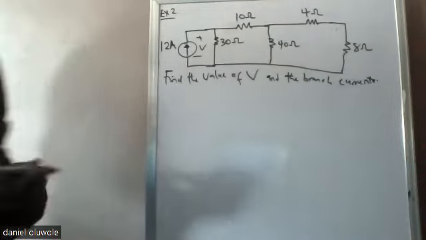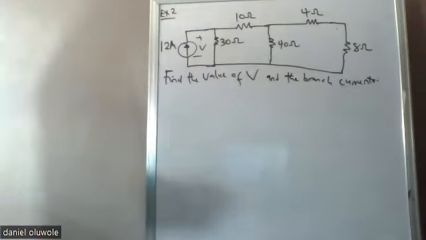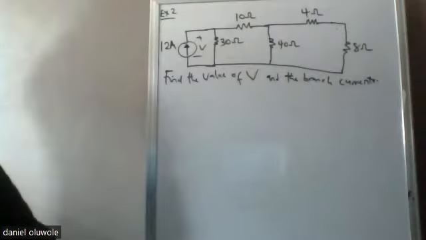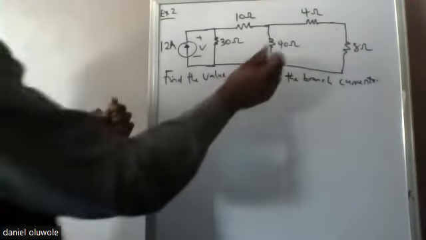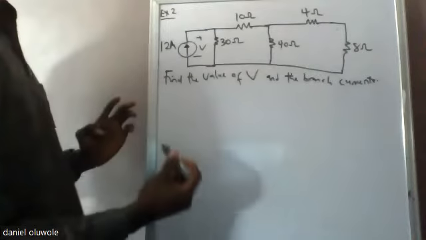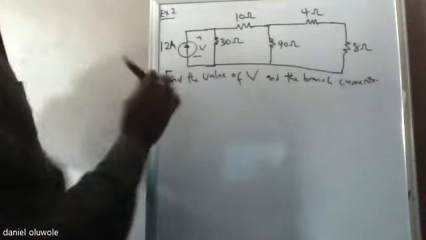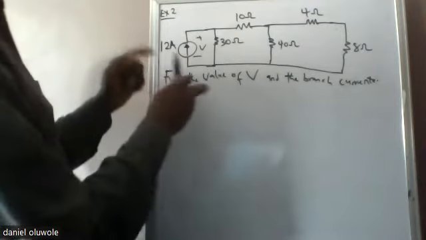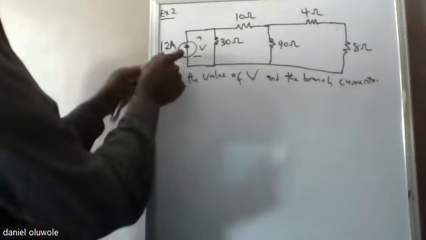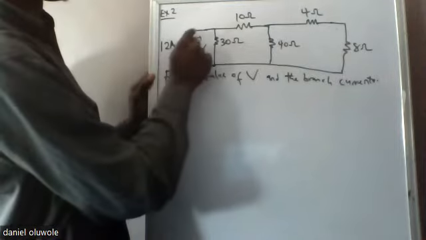Find the value of V and the branch current. I'll solve to a point, maybe to this point, then I'll allow you to do the rest, or once you understand, we stop there. But for now, I just want you to get the concept. Now, this is 12 amps coming out of this source.